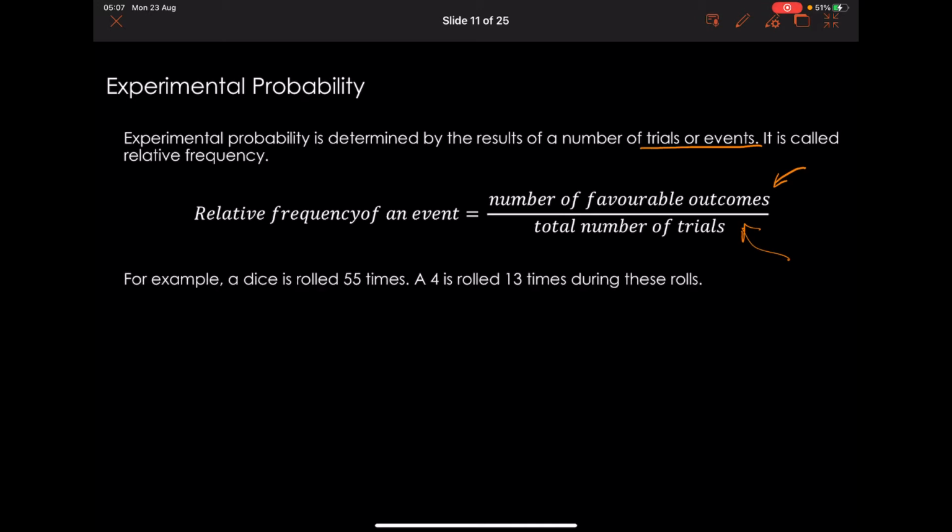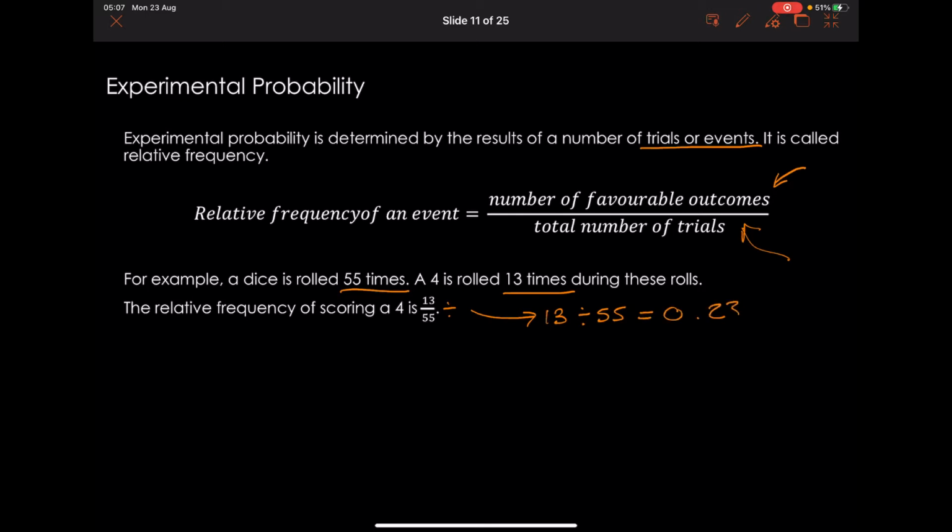So, for example, a dice is rolled 55 times. A 4 is rolled 13 times during these rolls. The relative frequency of scoring a 4 would be 13 out of 55. Now you could also write that as a decimal, because you could use that line meaning divide, and you could do 13 divided by 55 on your calculator. And it gives you 0.23636364. And we could say that's 0.24 to 2 decimal places, if we wanted to. But you can leave things as fractions.